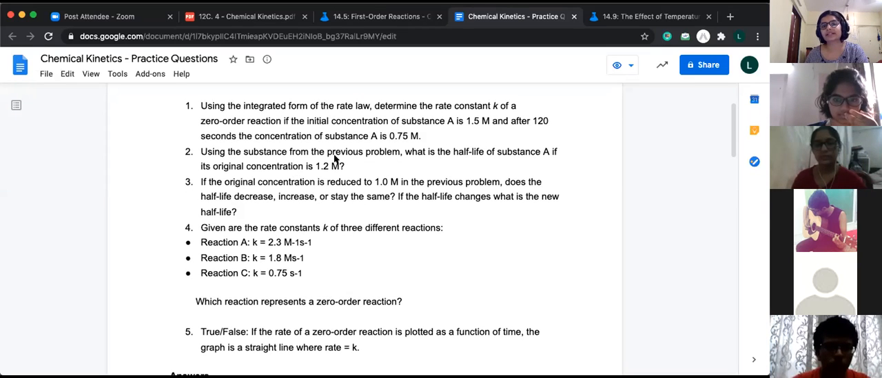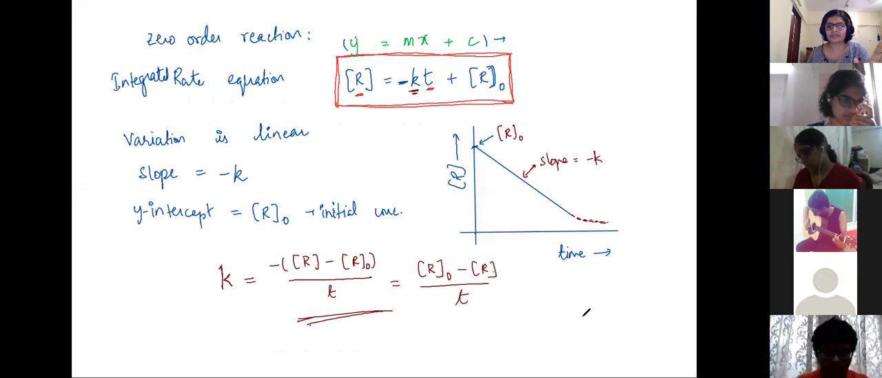This one, do it slightly faster, using the substance from the previous problem. So yes, same substance. You have calculated the rate constant for this reaction, right? What is the half-life of A if the original concentration is 1.2 M? Okay, this part we have not discussed, right? So I'll quickly discuss half-life also, parallelly for zero order and then for first order, so that it goes hand in hand. It is simple.